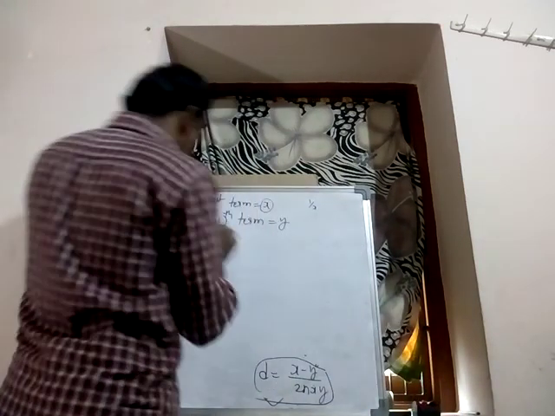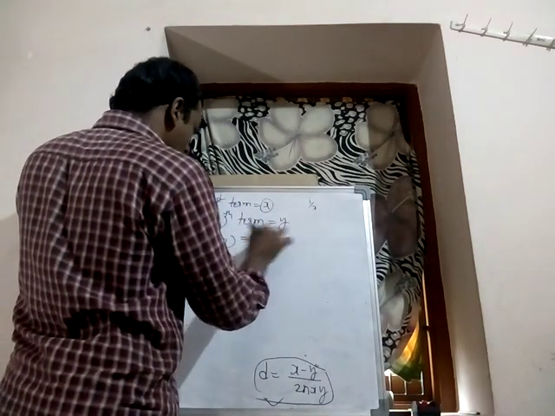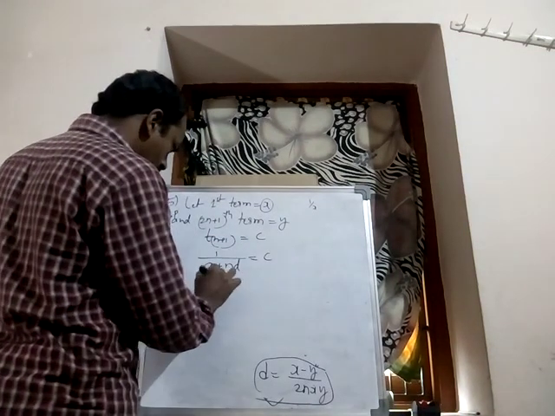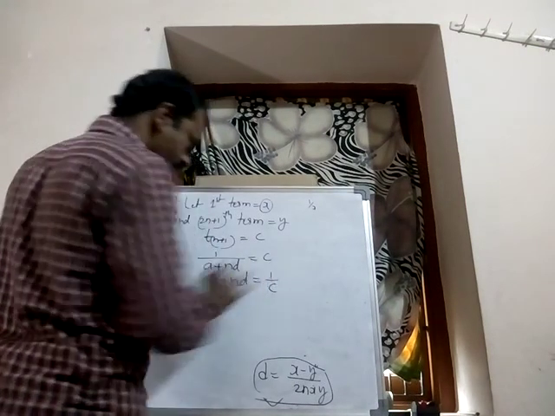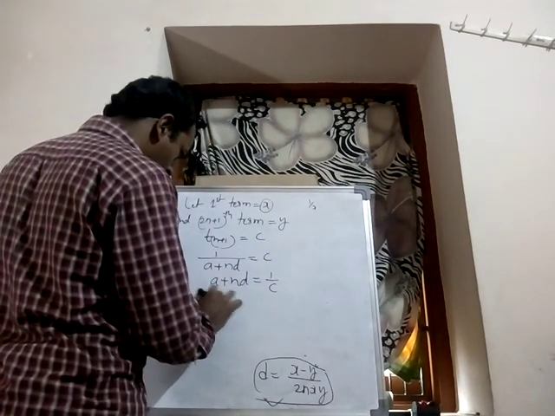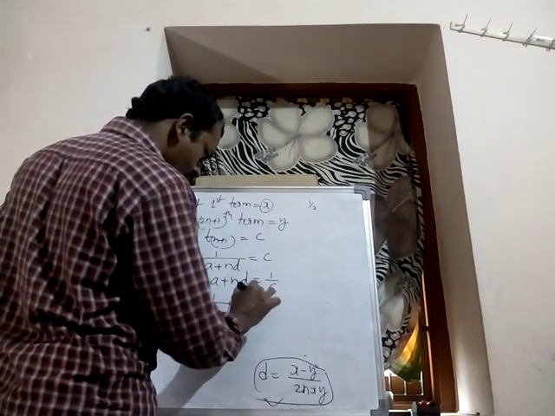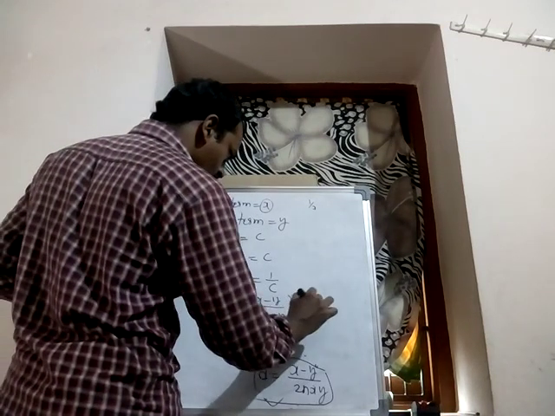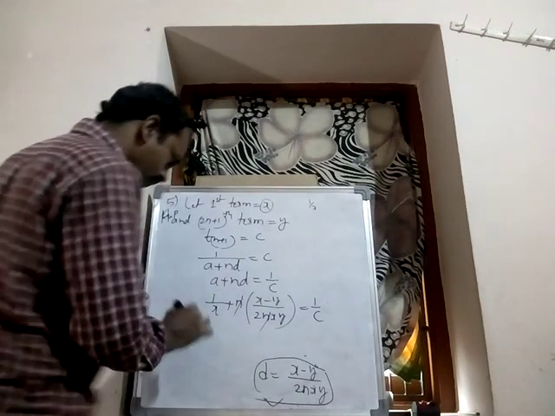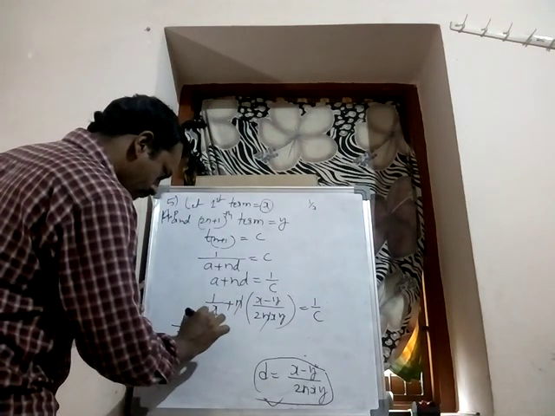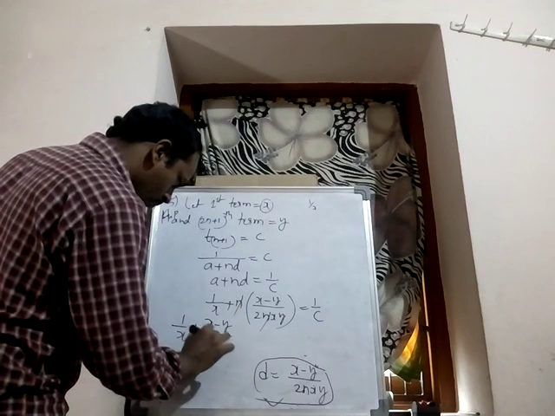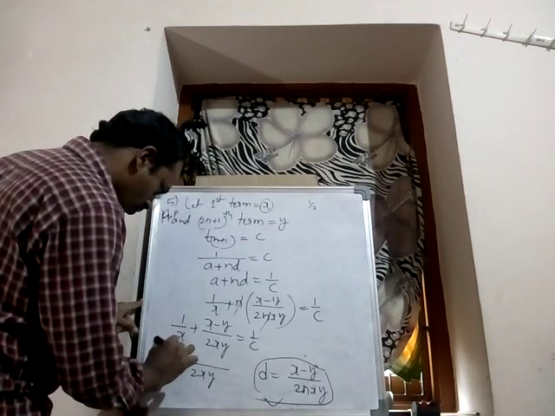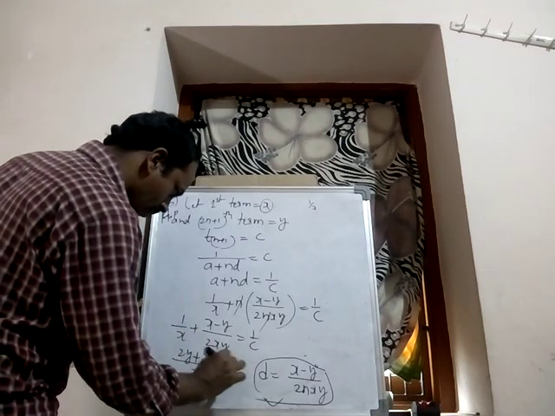So here given the (n+1)th term is c. So 1 by a plus nd is equal to c. So a plus nd is equal to 1 by c. What is a? a means first term, 1 by x, plus n into what is the d value? (x minus y) by 2n xy is equal to 1 by c. So n gets cancelled. So 1 by x plus (x minus y) by 2xy is equal to 1 by c. So LCM is 2xy. So 2y plus x minus y is equal to 1 by c.